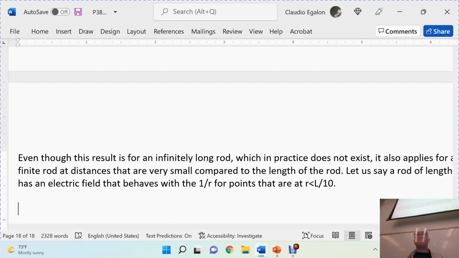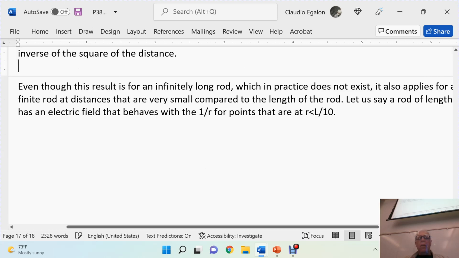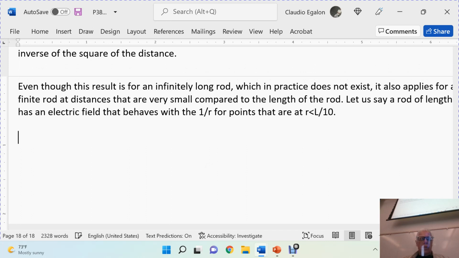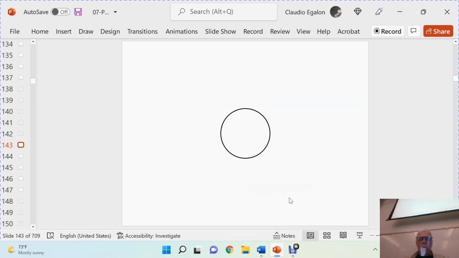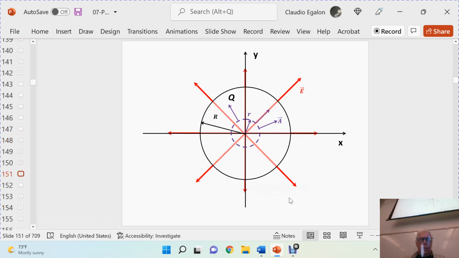Even though we derived this for infinitely long rods, this result is applicable for finite rods, provided the distance to the rod is 10 times less than the length of the rod itself. So remember, this is an approximation. Any questions about that?